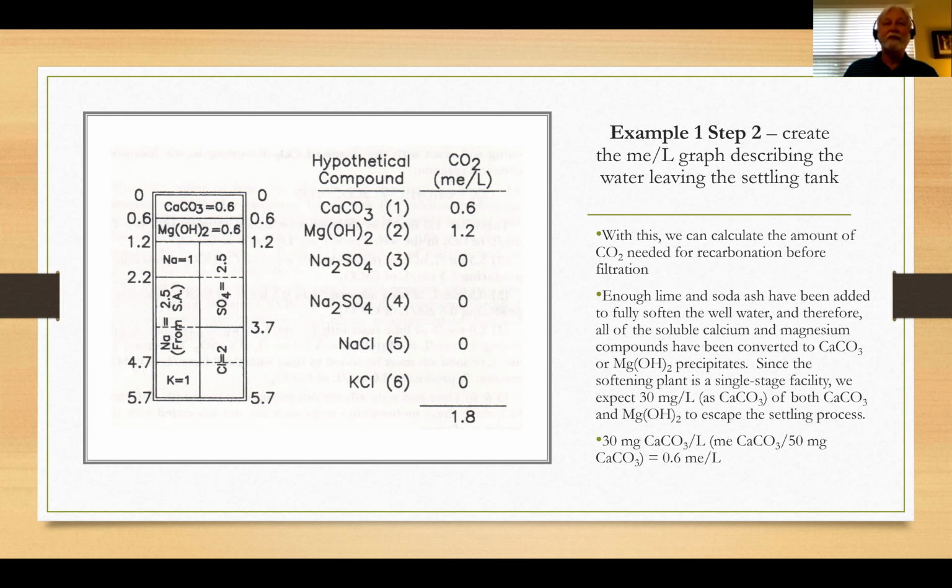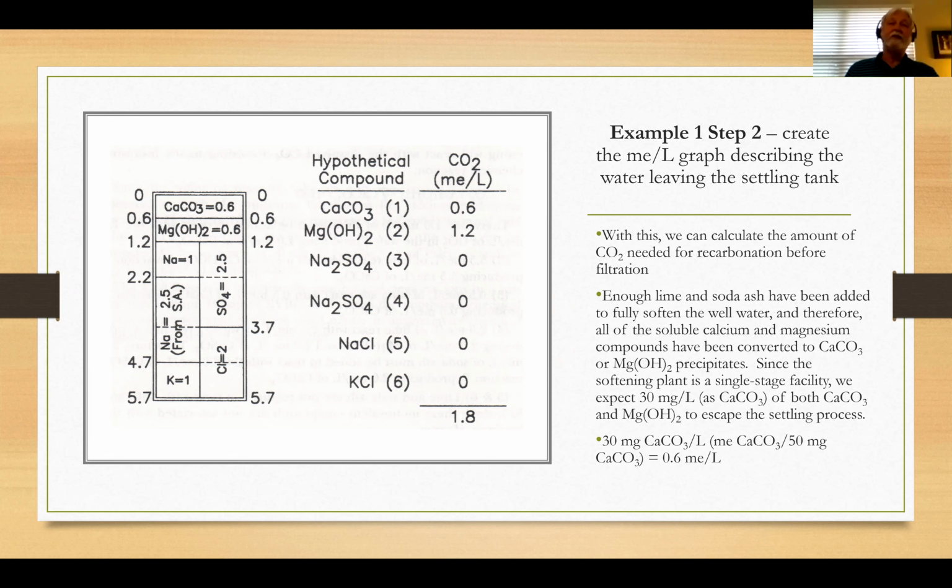So we will always end up with the same total on the left and on the right. Last time it was a little higher because we hadn't softened the water yet, but now it's 5.7. But there's still 5.7 on the left, cations, 5.7 on the right, anions. So that's a nice check.